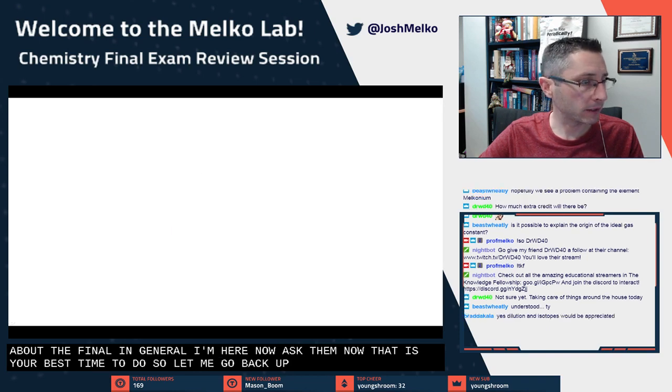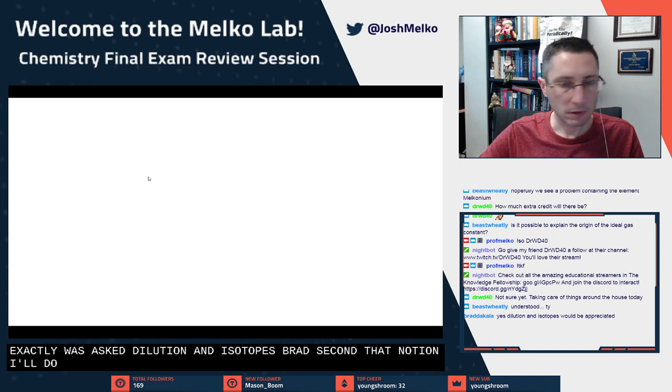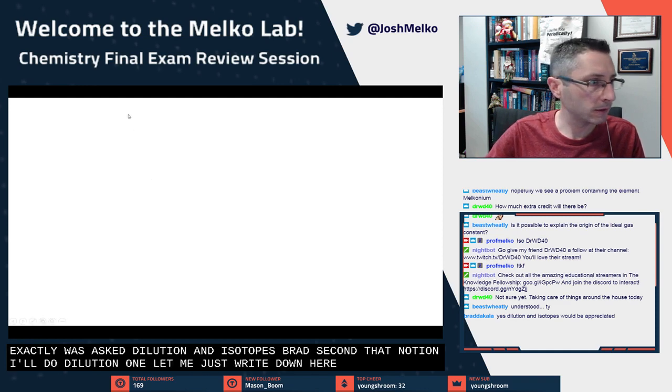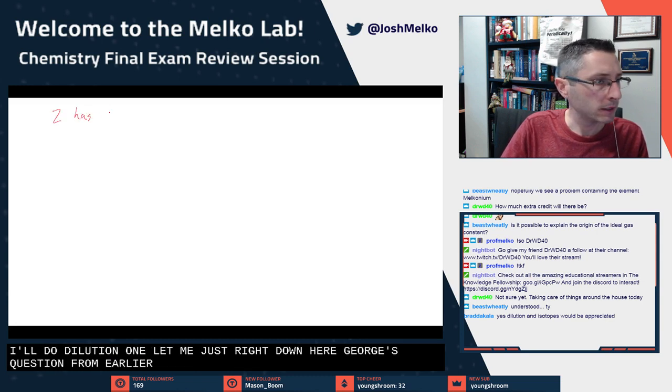Let me go back up here and see what exactly was asked. Dilution and isotopes. Brad seconds that notion. I'll do dilution 1. Let me just write down here George's question from earlier. Z has 2 natural isotopes.